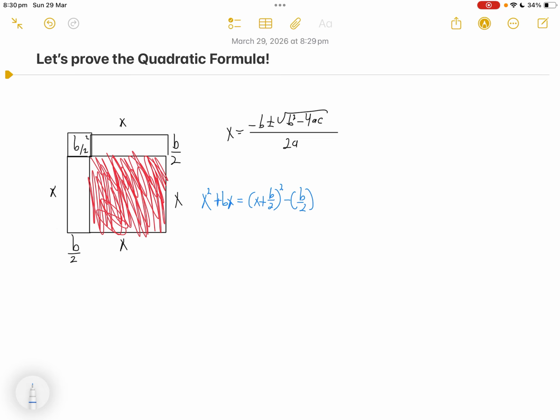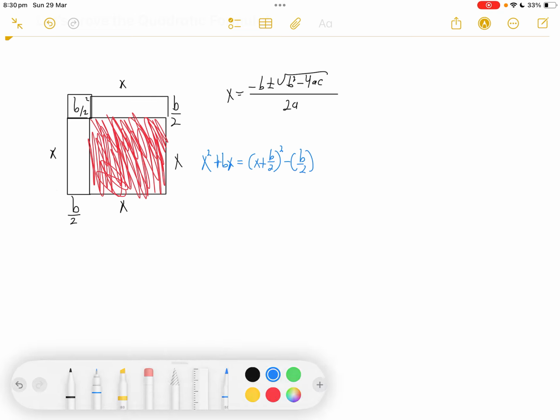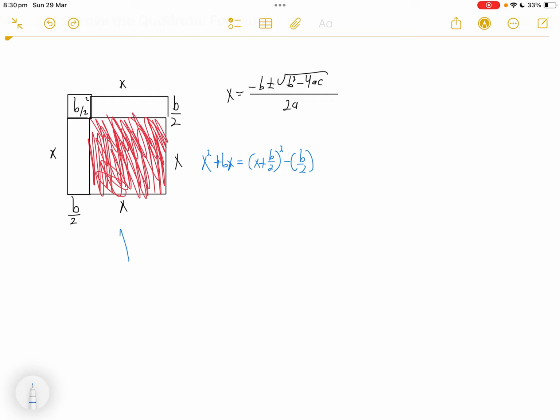And what we're gonna basically do today is something fun. We're gonna prove the quadratic formula. But now there are some things that we have to consider. So what is this weird looking square diagram actually? Well, that is actually the method of completing the square.